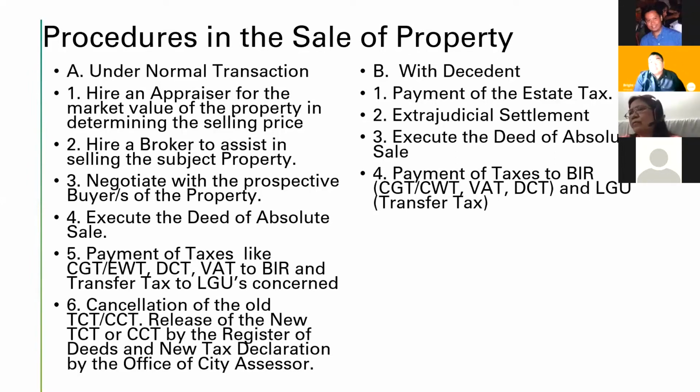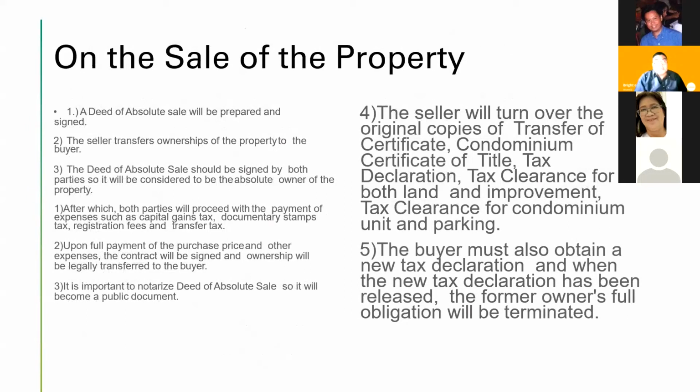Then extrajudicial settlement. So extrajudicial settlement means it is settled outside the court. Execution of the deed of sale, the payment of taxes, so similar siya. Ang pinakaiba lang dito, with decedent, nabayaran yung estate tax. Now, on the sale of the property, of course, the absolute deed of sale has to be signed and it has to be notarized. Then the seller transfers ownership of the property to the buyer. The deed of absolute sale should be signed by both parties, with the witnesses. The buyer becomes the absolute owner of the property.